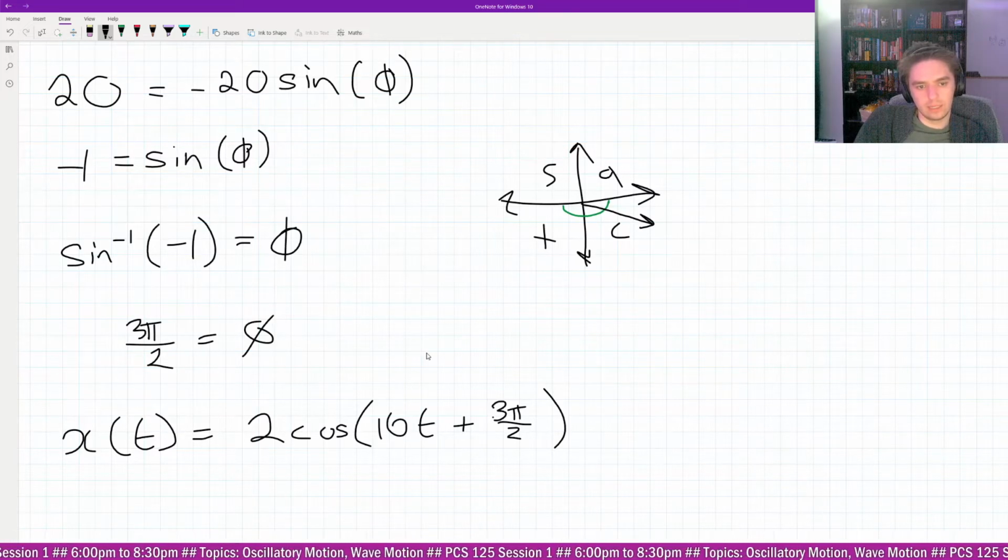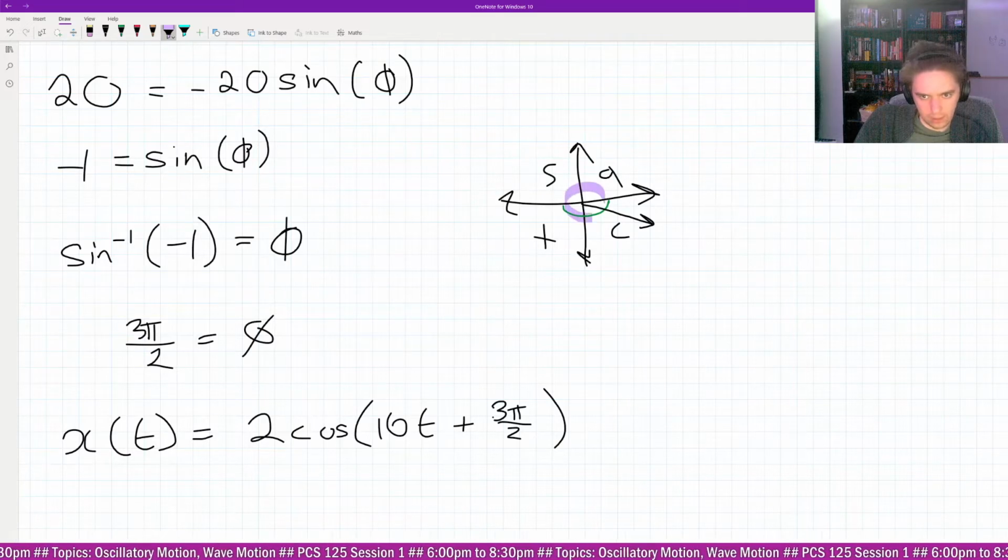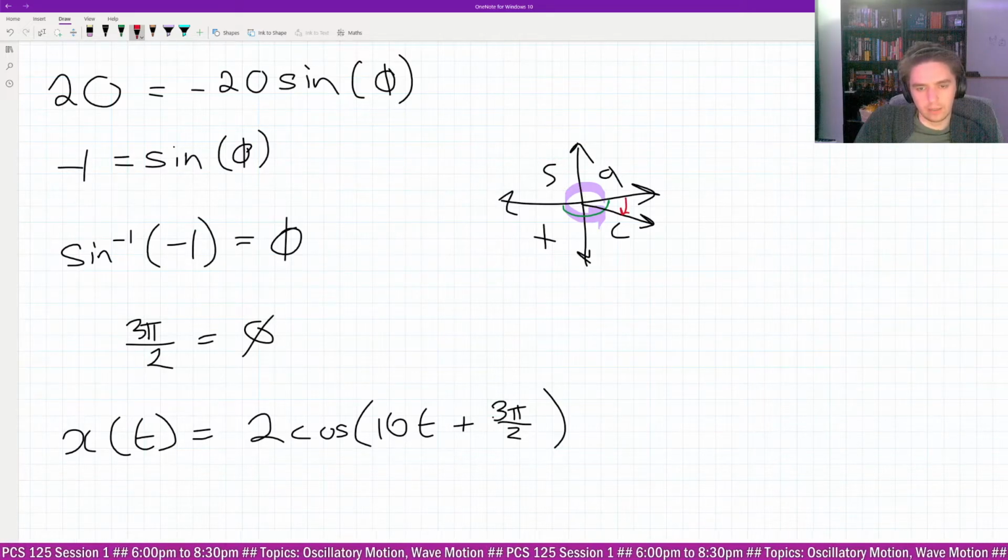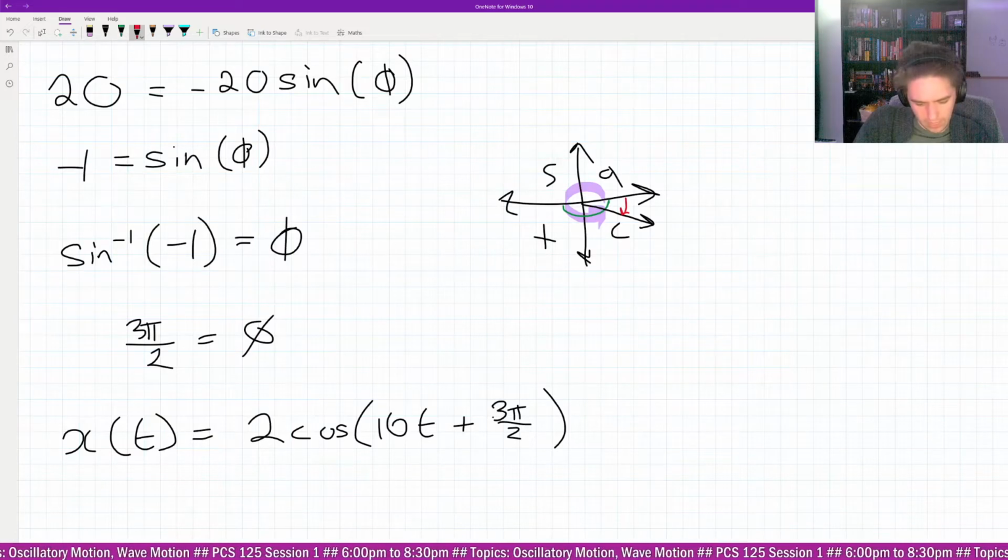So the angle, just to be clear, that's this angle here, right? The reference angle is pi over 2. So how do I get a pi over 2 angle into the third quadrant? Well, it's pi plus pi over 2, which is 3 pi over 2. Yeah, that's this angle. Sorry, I made a mistake.